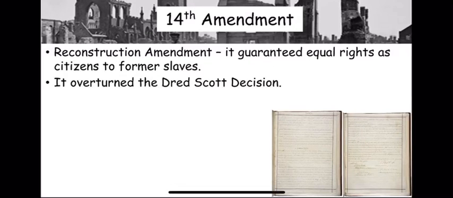So, 14th Amendment. Let's kill this thing here. We've already discussed the 13th Amendment in our very last live class that we had together. And now we've moved on to the 14th. There are 3 Reconstruction Amendments in particular, 13, 14, and 15. All right, now we're on 14, and it guaranteed equal rights as citizens to former slaves, guys.